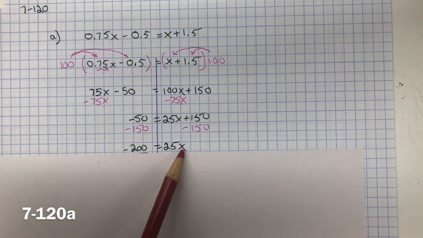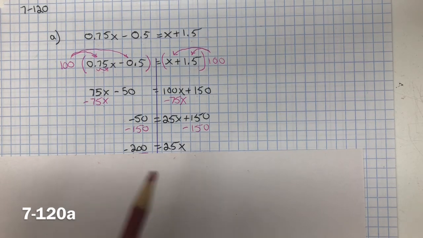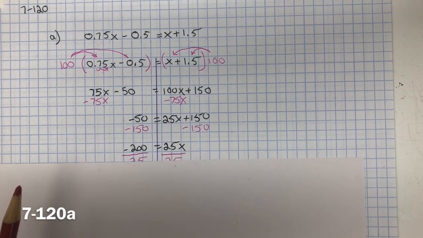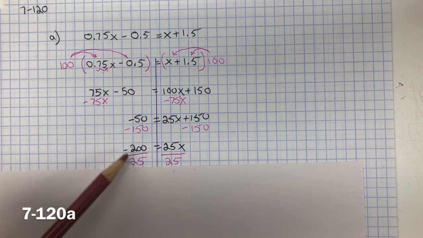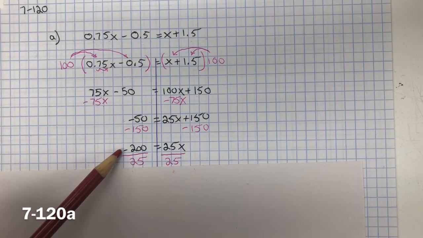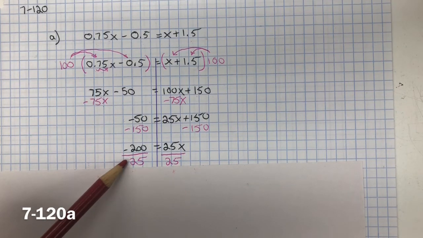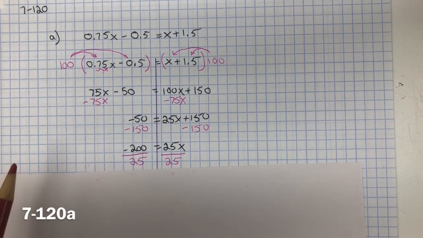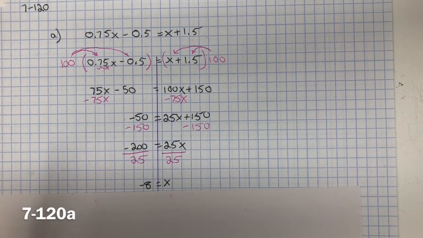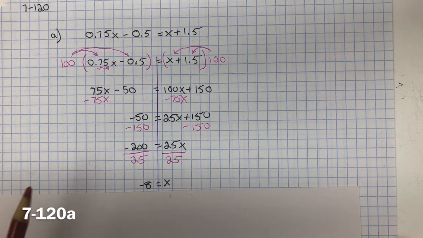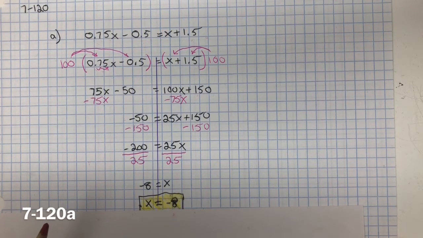The inverse property of multiplication is division. Divide both sides by 25. That created the giant 1. What you do to one side, you do to the other. Remember, a negative divided by a positive is going to be a negative. So negative 200 divided by 25 is negative 8. So x equals negative 8.